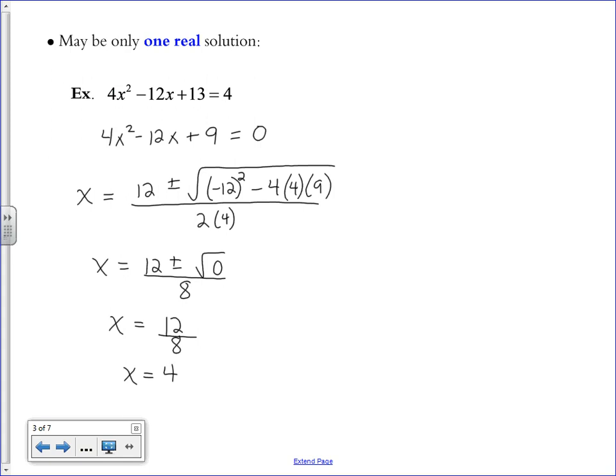And we can simplify it. We take 4 out of both of these, so we simplify it. And there's the one solution. Now you could have obtained that by factoring. You would have seen that it was the same factor twice, a perfect square trinomial, and that's how you end up with only one solution.